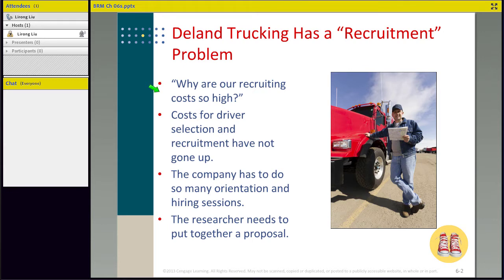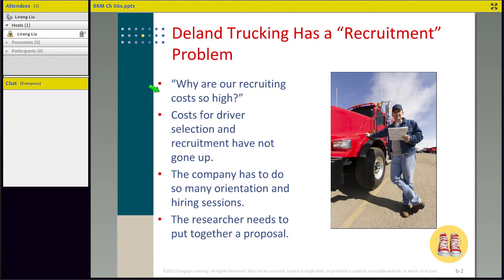Okay, and then he hired a researcher. Let's just say the researcher's name is James. So he mentioned to James that the cost for driver selection and recruitment have not gone up. Okay, it's the recruiting cost going up, but the selection process and recruitment cost is the typical one. It's quite similar to other companies.